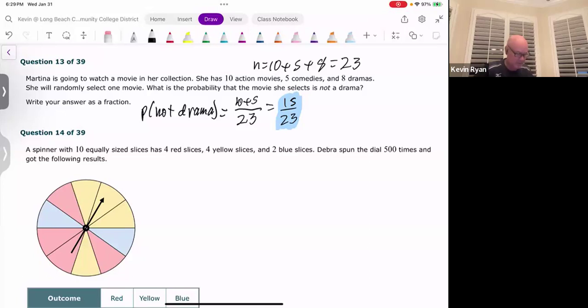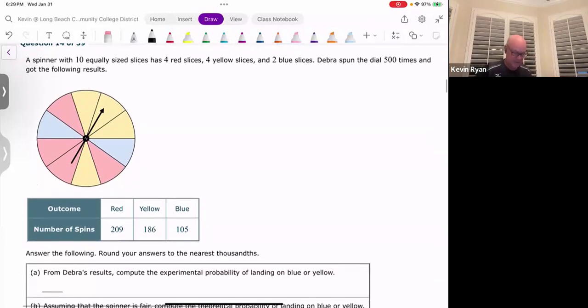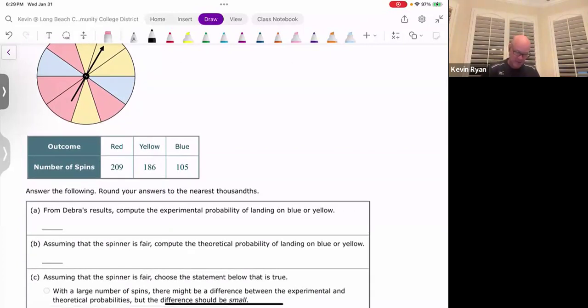All right, a spinner with 10 equally sized slices has 4 red slices, 4 yellow slices, and 2 blue slices. Deborah spun the dial 500 times and got the following results. 209 red, 186 yellow, and 105 blue. All right, from Deborah's results, what's the probability of landing on blue or yellow?